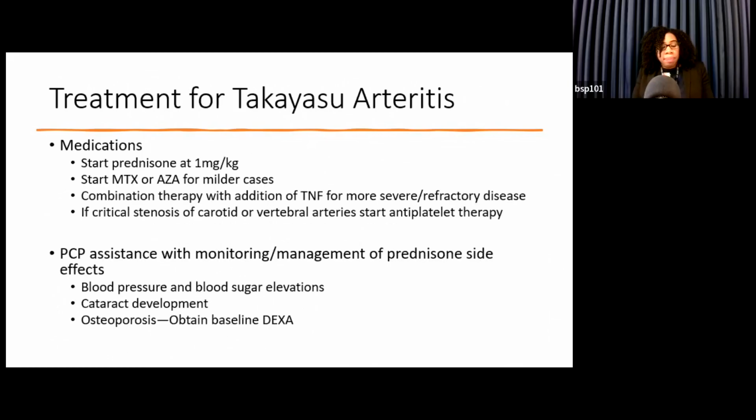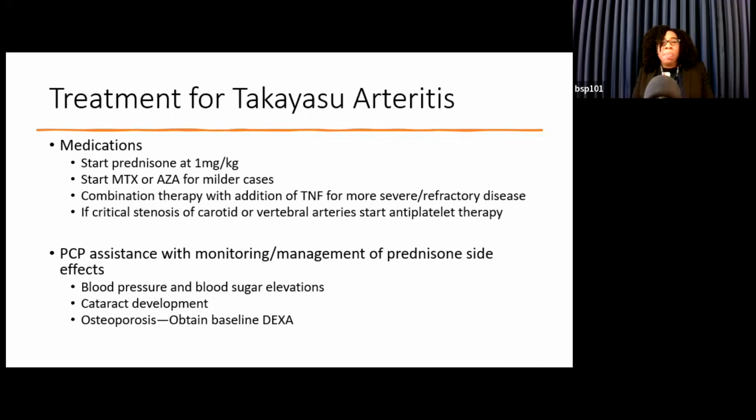Once again, for treatment, prednisone is the standard of care. And we start with methotrexate or azathioprine for our steroid-sparing agent. But if they have very severe disease, then we'll add a TNF agent. And if they have evidence of critical stenosis at presentation in their carotid or vertebral arteries, then we'll add antiplatelet therapy from the onset.